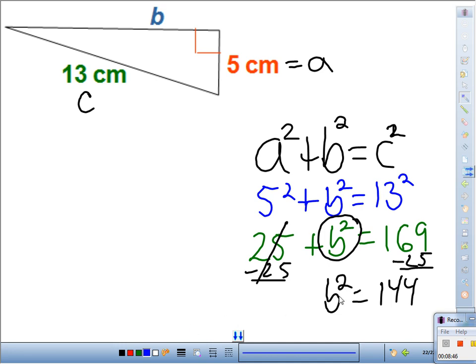How do we cancel this squared? Square root. B equals. Now, before I answer anything else, do I write plus minus? No. Tell your neighbor why not. That is correct. We don't do the negative because we're dealing with distances. So this will be positive 12. So we label this. This side measures 12 centimeters.